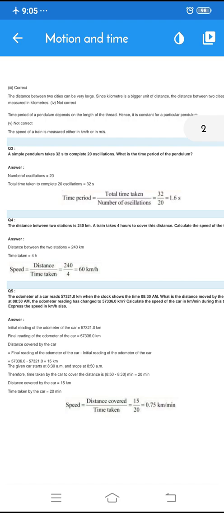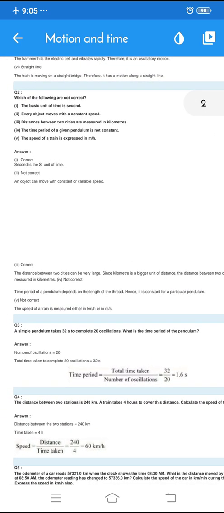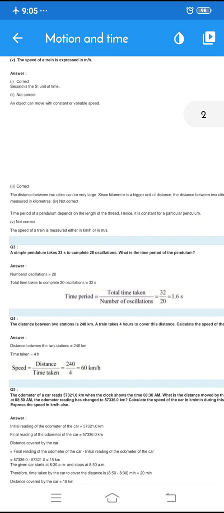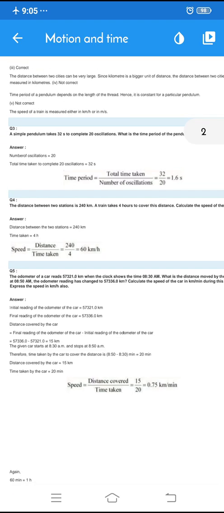Okay, so it's a wrong answer. The distance between two cities can be very large usually, right? Since kilometer is a bigger unit, the distance between cities can be measured in kilometers. So here, what was given, the distance between two cities is measured in kilometers, yes, it is correct only. Next one, here they have given not correct, it's correct only.